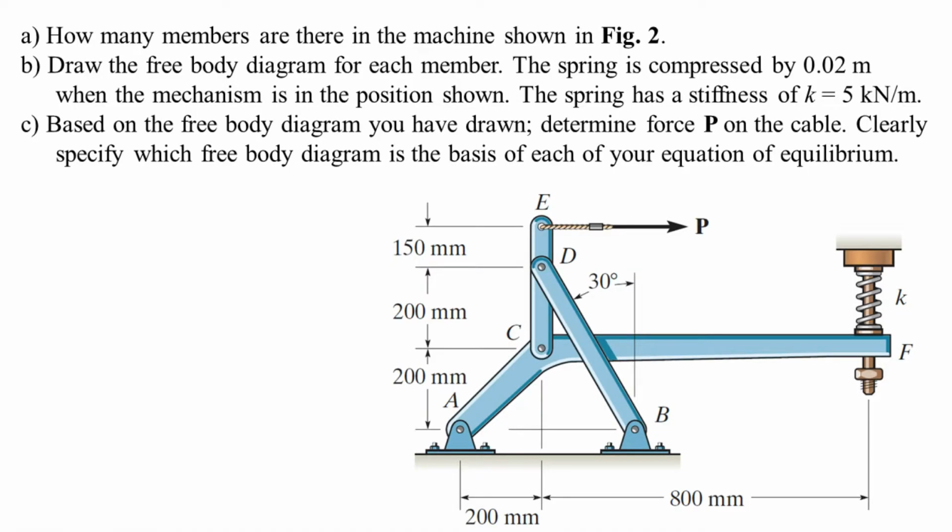So this is the first question. You have the diagram there on the bottom right, and the question goes: how many members are there in the machine shown in the figure? Then draw the free body diagram for each member. The spring is compressed by 0.02 meter when the mechanism is in the position shown. The spring has a stiffness of K equal to 5 kilonewton per meter. And then part C, based on the free body diagram you have drawn, determine the force P on the cable. Clearly specify which free body diagram is the basis of each of your equations of equilibrium, right?